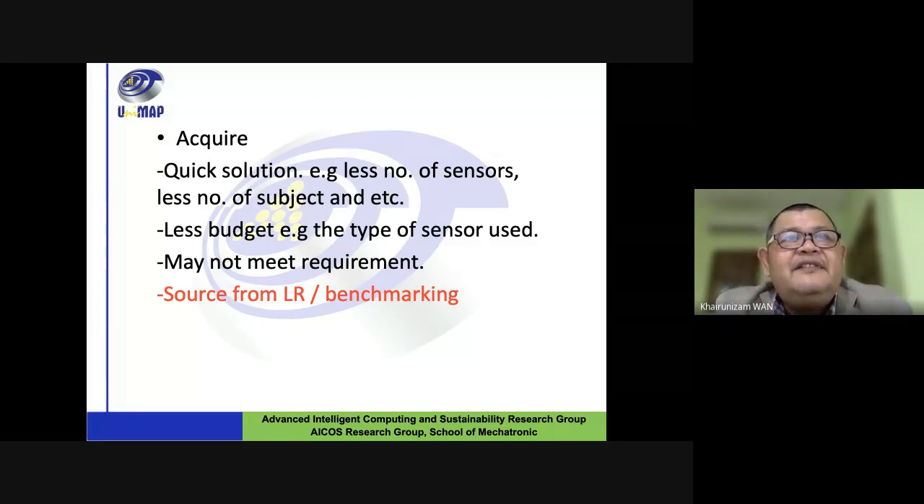Okay, again, if the researcher is funded by the industry, probably they will use expensive sensors. But if the researcher does not have funding or a research grant, they use cheaper sensors. And the acquire method may not meet requirements. Of course, may not meet requirements. And then all the sources must come from the literature review or benchmarking. And then for me, for the undergraduate level, final year project purpose, probably suitable to use the acquire method.